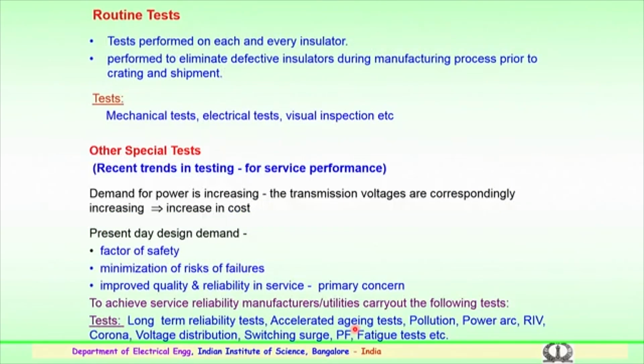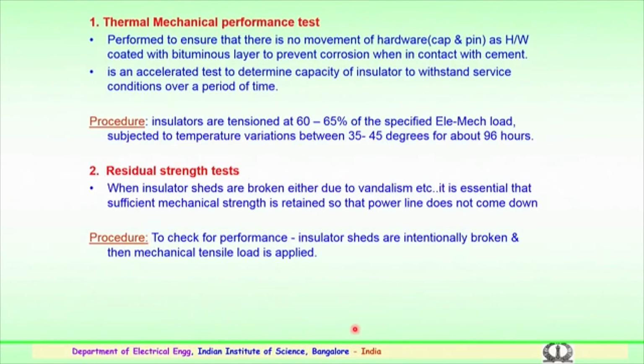So, we will discuss the importance of some of the testing here. The thermal mechanical performance test is mainly performed to ensure there is no movement of hardware, particularly the cap and pin of the insulator. There should not be any movement, as the hardware is coated with a bituminous layer to prevent corrosion when in contact with the cement.